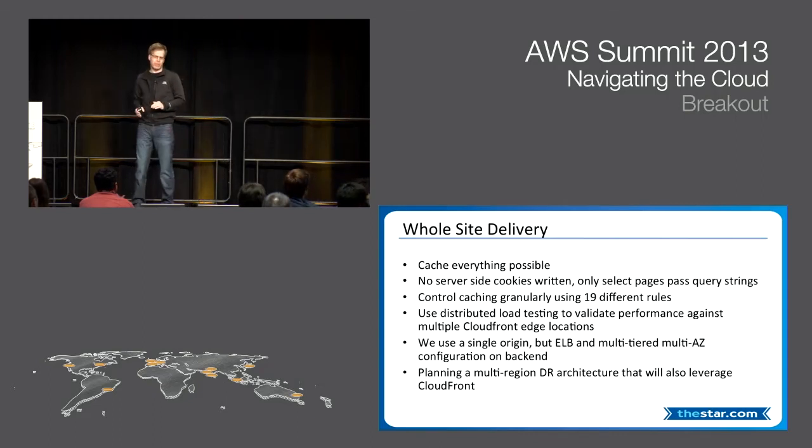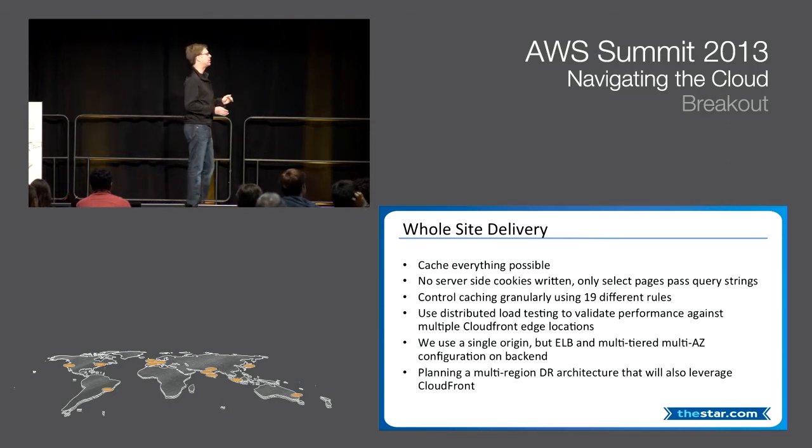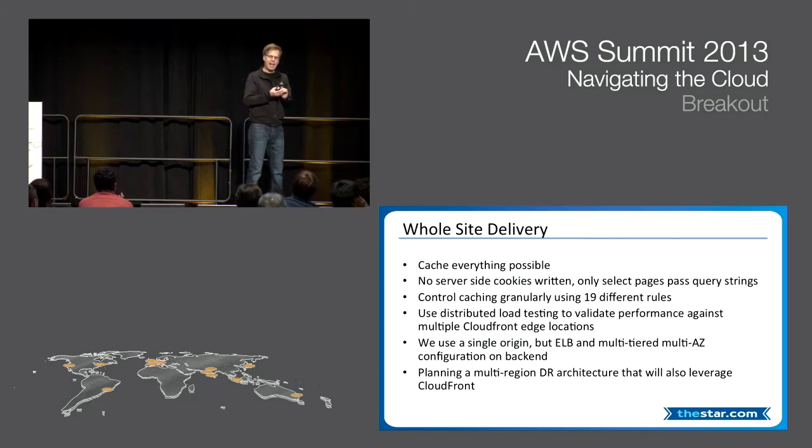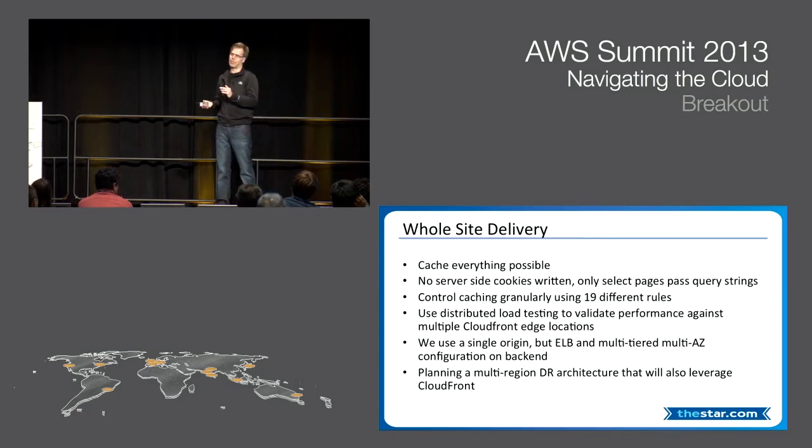You control the various rules using these behaviors. By default, CloudFront allows you to define 10 different behaviors. We actually asked for permission to create more behaviors. We have 19 different rules. Those rules really encapsulate the business logic around what can be cached for how long and where that content is coming from from an origin perspective.